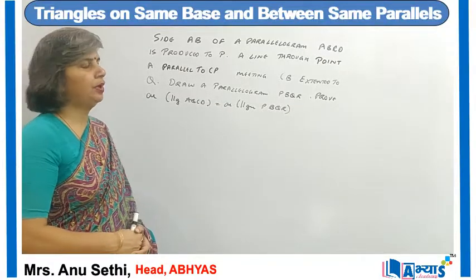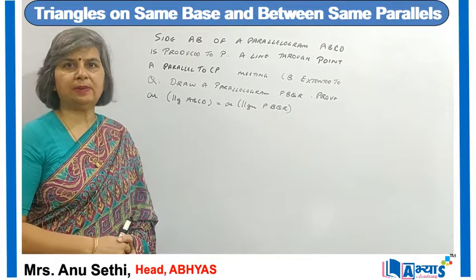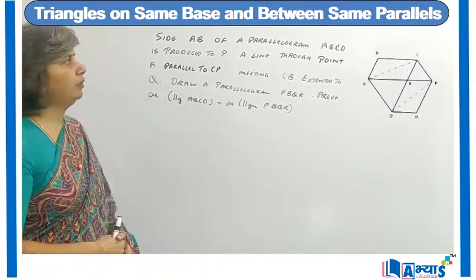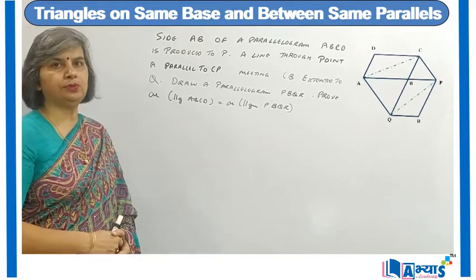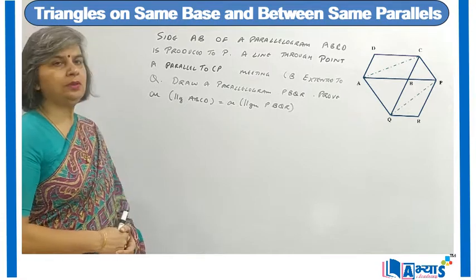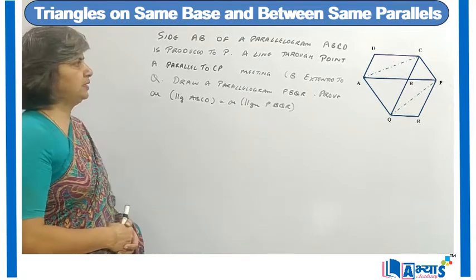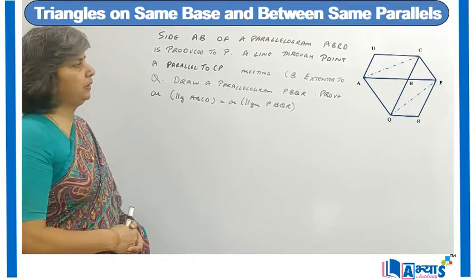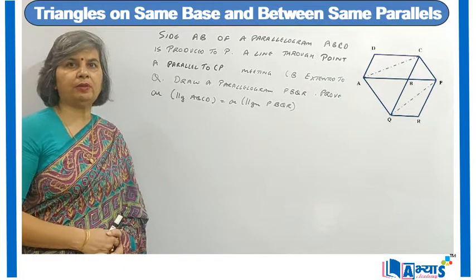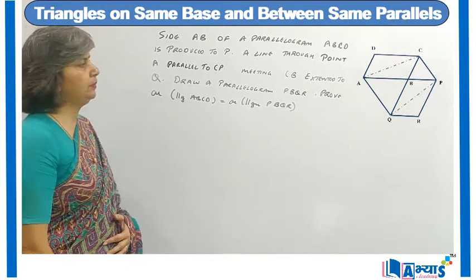Now let us try to apply the concept that triangles on the same base and between the same parallels have equal area. We are given a question that side AB of a parallelogram ABCD is produced to P. A line through point A parallel to CP is meeting CB produced, extended to Q. Then we have completed the parallelogram PBQR. We have to prove that the area of parallelogram ABCD is equal to the area of parallelogram PBQR.